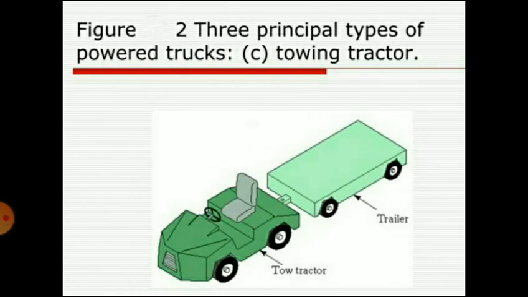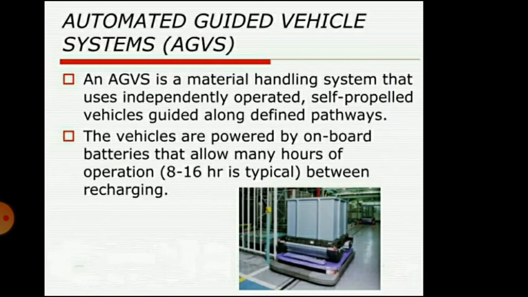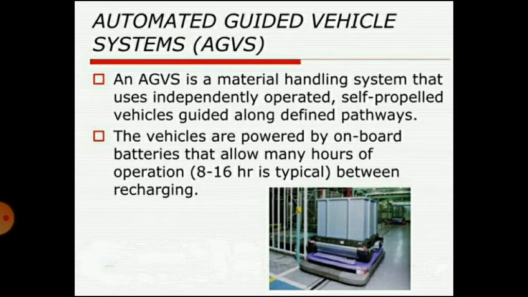So you can see the next category, that is industrial towing tractors. This is a diagram shown in this slide. That is the third category or the third type of the power trucks, that is towing or industrial towing tractors. The next type of material transport equipment is automated guided vehicle systems, that is AGVS.